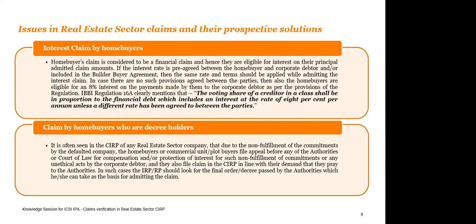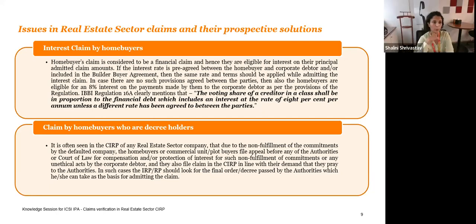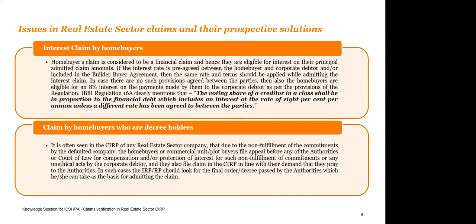So, where will you place this award? For example, 1 crore has been given as an award for rent loss to a home buyer. Will that be a financial claim or an other creditors' claim? Sir, yes, we need to look into whether there was any rent loss.